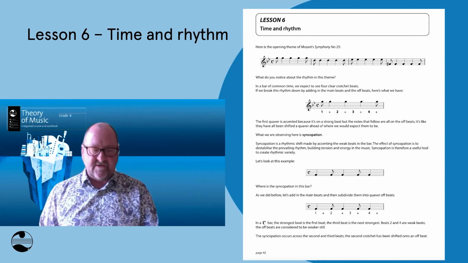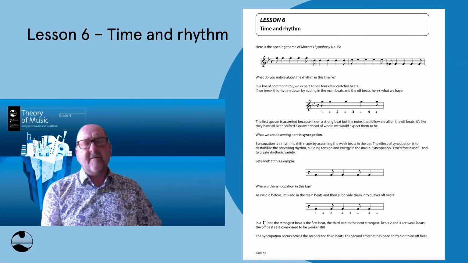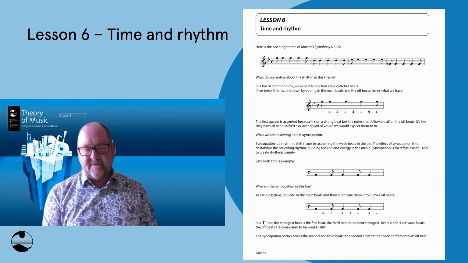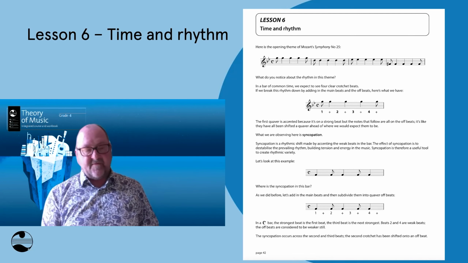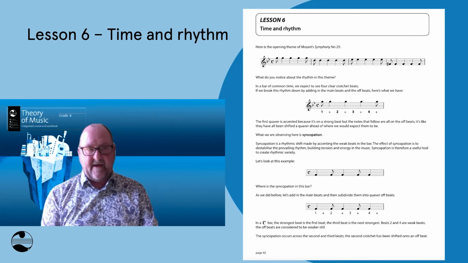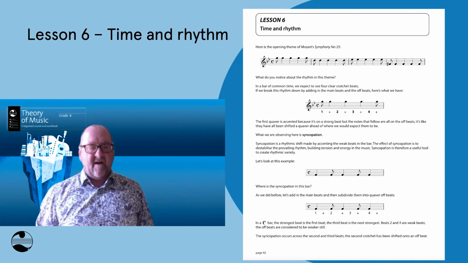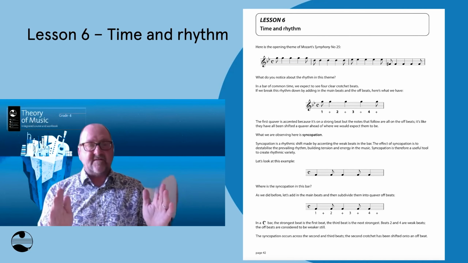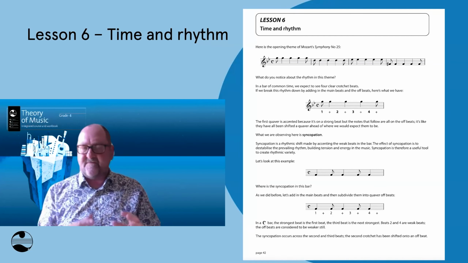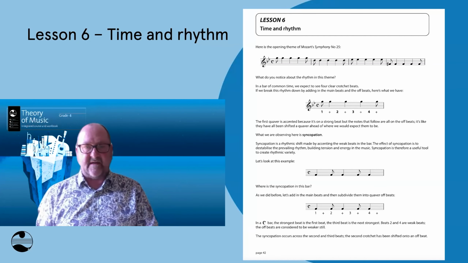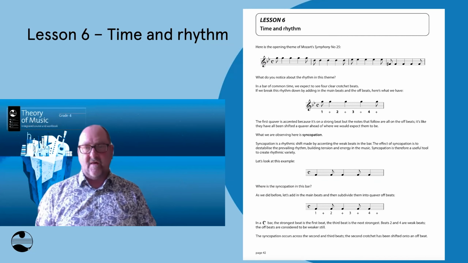I also introduce hemiola. Hemiola is something that will come in later on in the Baroque dances, particularly when we're talking about the courant, the French courant, where at the ends of phrases, you'll have 3 groups of 2 rather than 2 groups of 3. It's a very characteristic thing in Baroque music. And I've put lots of examples of that in the book as well.